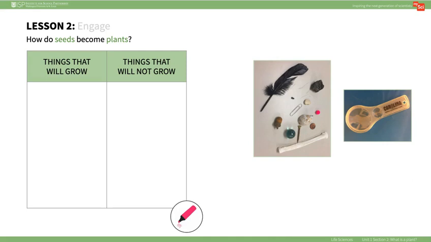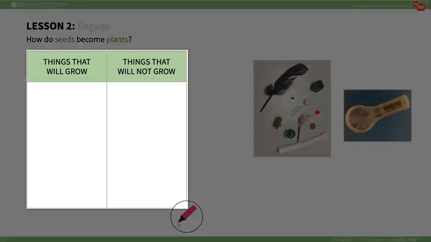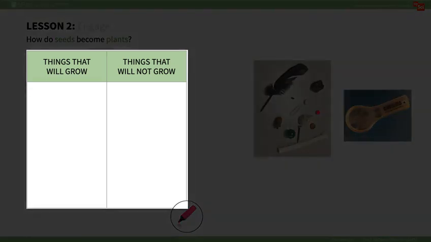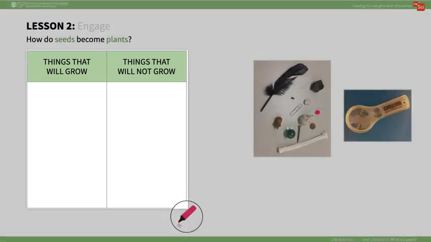In the Engage portion of the lesson, start by briefly discussing with students what living things do or need. Then divide students into small groups. For this activity, each group will use a biofact bag and sort the items inside into two groups: things that will grow when planted in soil and things that will not grow planted in soil.